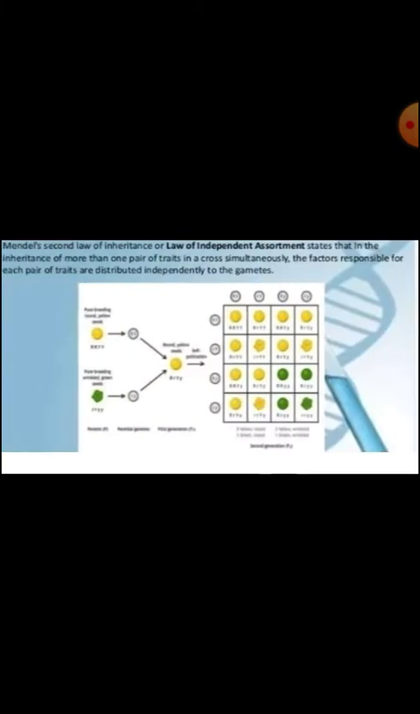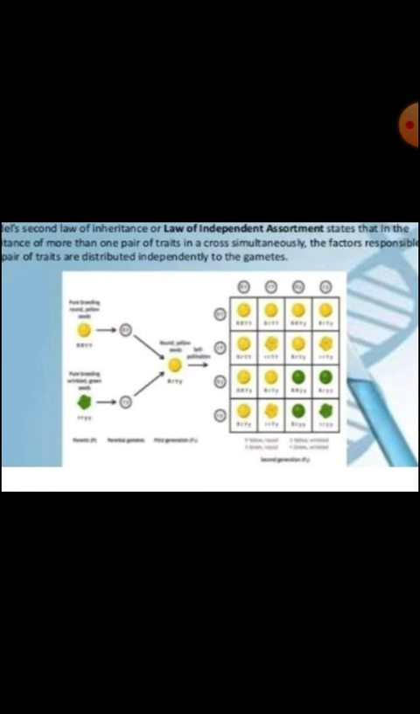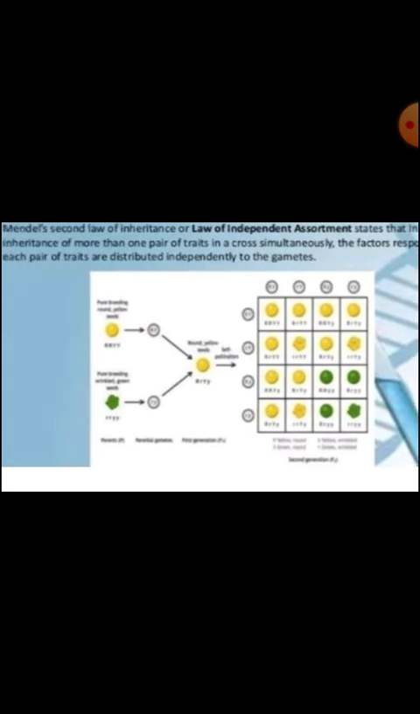Another law is Mendel's second law of inheritance, which is known as the law of independent assortment. According to Mendel, the law of independent assortment states that in the inheritance of more than one pair of traits in a cross simultaneously, the factors responsible for each pair of traits are distributed independently to the gametes.